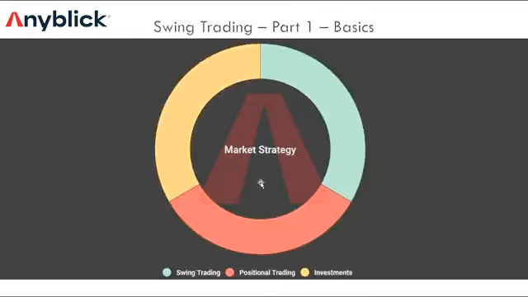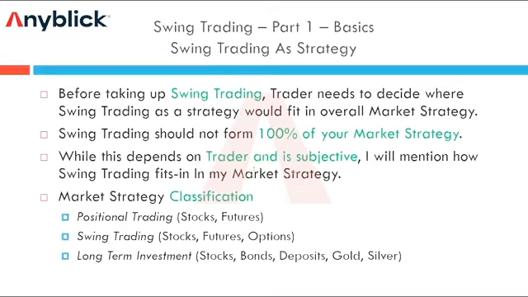My market strategy comprises three independent strategies: one is swing trading, the second is positional trading, and third is investments, right? These three investment and trading techniques form my complete market strategy. This depends on the trader, because there will be occasions where a trader would feel that he's just a swing trader. He does not want to invest, or he does not want to trade positionally. That is fine. But in general, if you're starting out, try to classify your market strategy into three subtopics, which is positional trading, swing trading, and long-term investment.